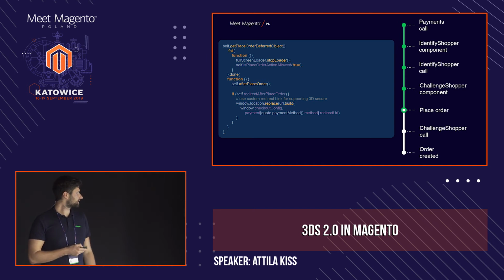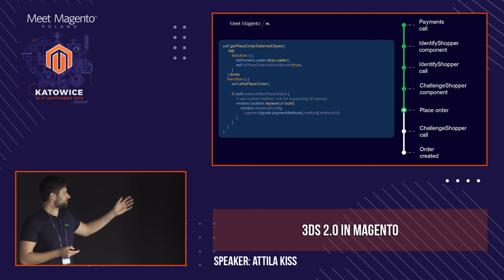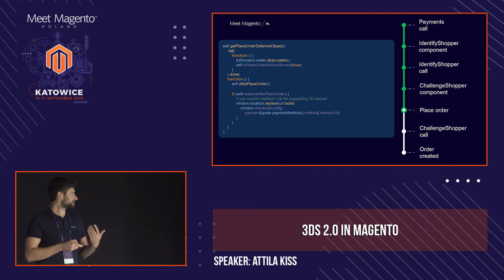How this looks, we do the place order basically after this. Why do we need to trigger the place order after this API call? Because if we don't do that, then we will not have the chance to start the original Magento functionality. So before sending back all the details, we have to start the place order functionality. So we just get back to this place order deferred object, and then simply start the place order.